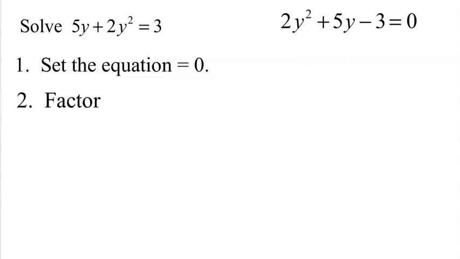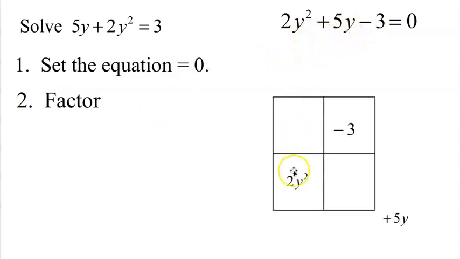My next move is to factor. So we will throw this trinomial into the factor box. 2y squared in the lower left, negative 3 in the upper right, plus 5y out in the middle. That is the y to the first power term, what we call the middle term. 2y squared has to be 2y times y. No option, really. Negative 3, we have negative 3 times 1, 1 times negative 3. That's really about it. One's positive, one's negative.